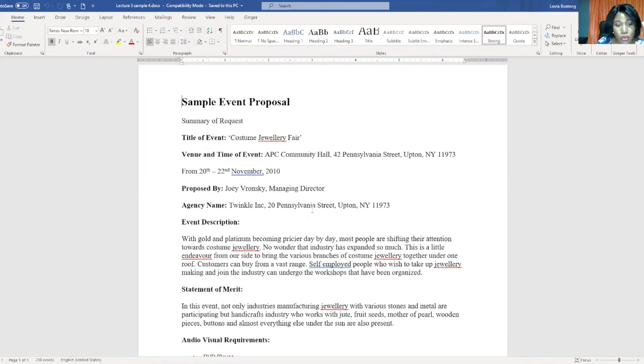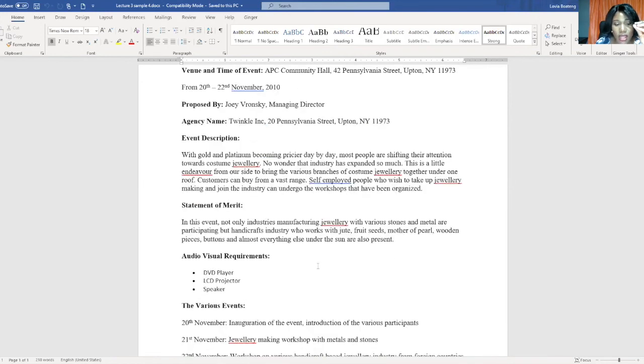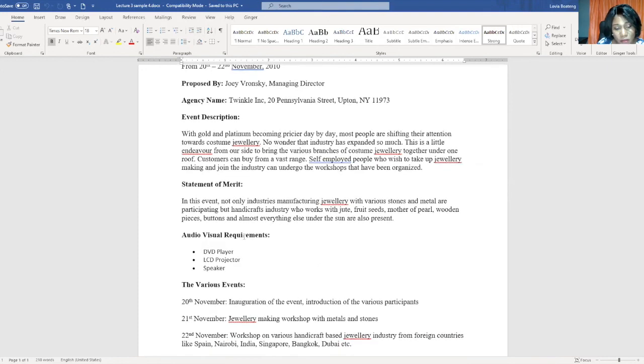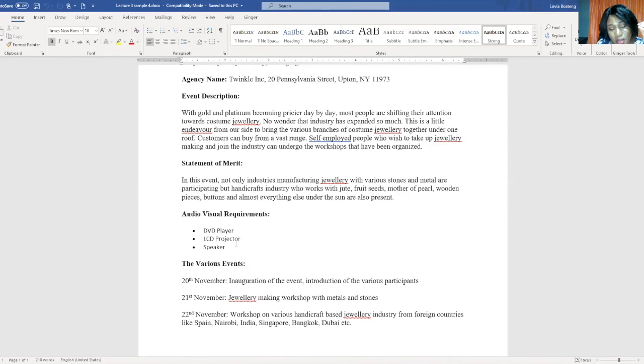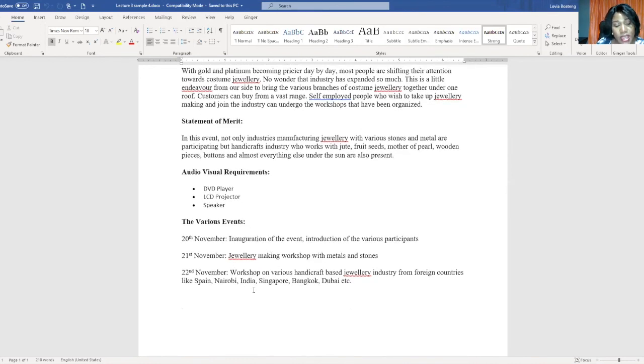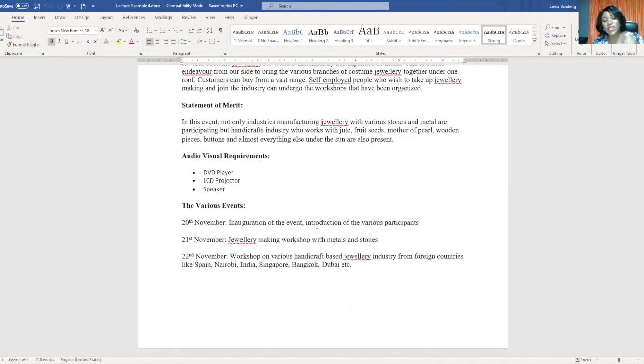So with this event proposal, we can see that they give us the title of the event, right? And they tell us the venue and the time. And then who proposed the event, right? The idea generator, the one who created the event. And then the name of the agency that is going to be overseeing the planning and execution of the event. Then they go ahead to do an event description, to describe the event, what it is about, and then a statement of merit for the event, and then they also list a few requirements for the event. And then they give us the sub-events that will be taking place under the general event.